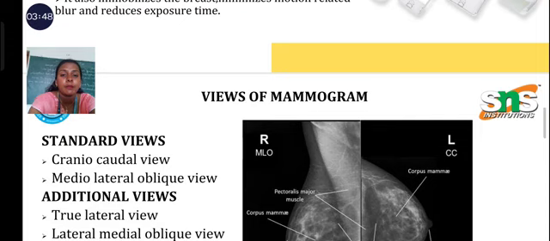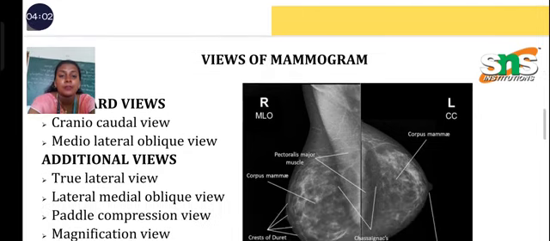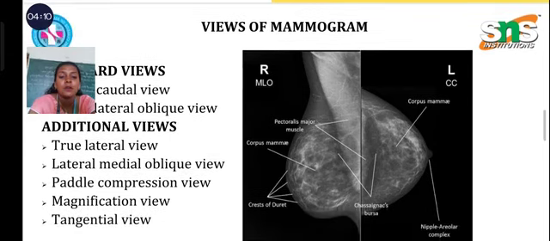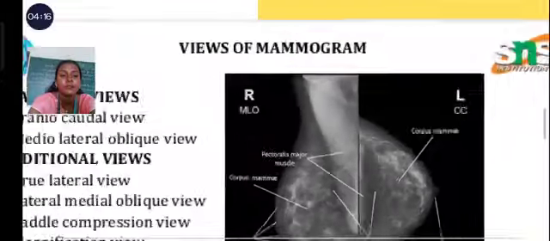Views of mammogram. It has two types of views: the craniocaudal view, which is known as a standard view, and the mediolateral oblique view, which is also a standard view. They can be represented as the CC view and MLO view. Additional views may be taken in some cases, that are true lateral view, lateromedial oblique view, paddle compression view, magnification view and tangential view.